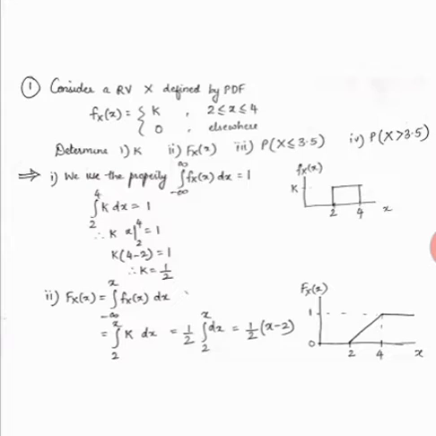So integral 2 to 4, k dx is equal to 1. So we solve that integral. That is k x taking the values 2 to 4 is equal to 1. We put the upper limit first minus the lower limit. So k into 4 minus 2 is equal to 1. With this we get the value of k as half.